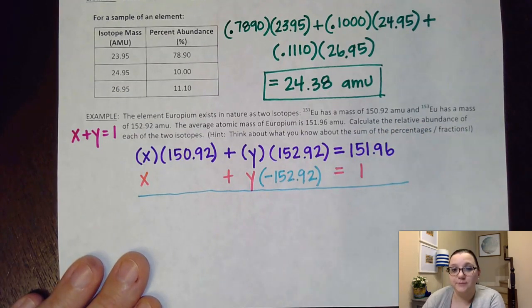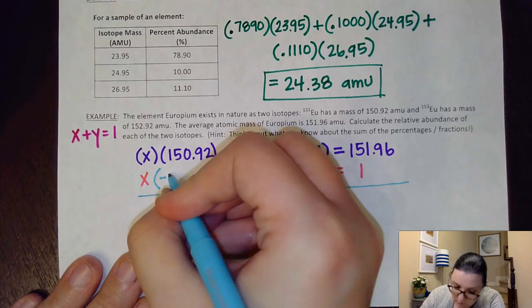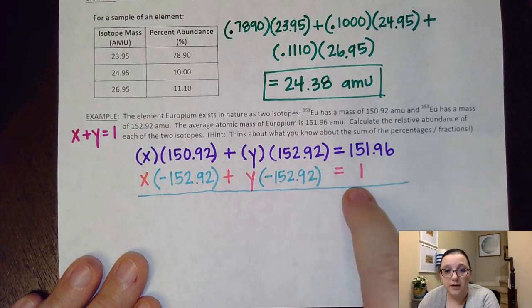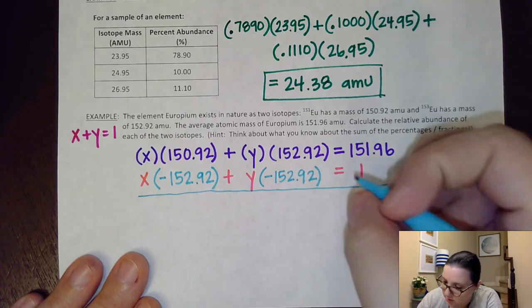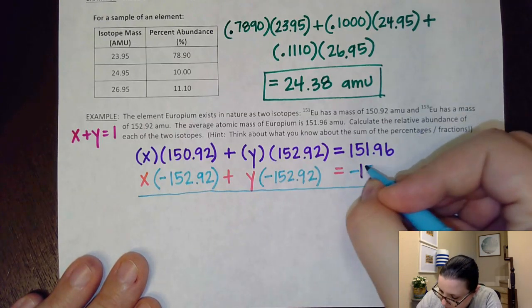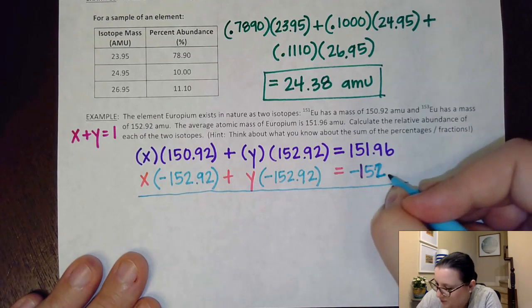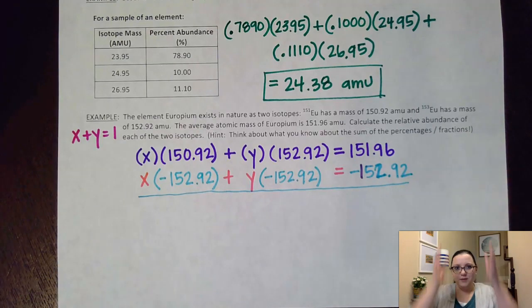Now here's the key. Whatever I do to one term, I have to do to all the terms. So this X also has to be multiplied by that negative 152.92. This 1 also has to be multiplied by the negative 152.92. Any number multiplied by 1 is just that number, so I'm just going to put negative 152.92 there.